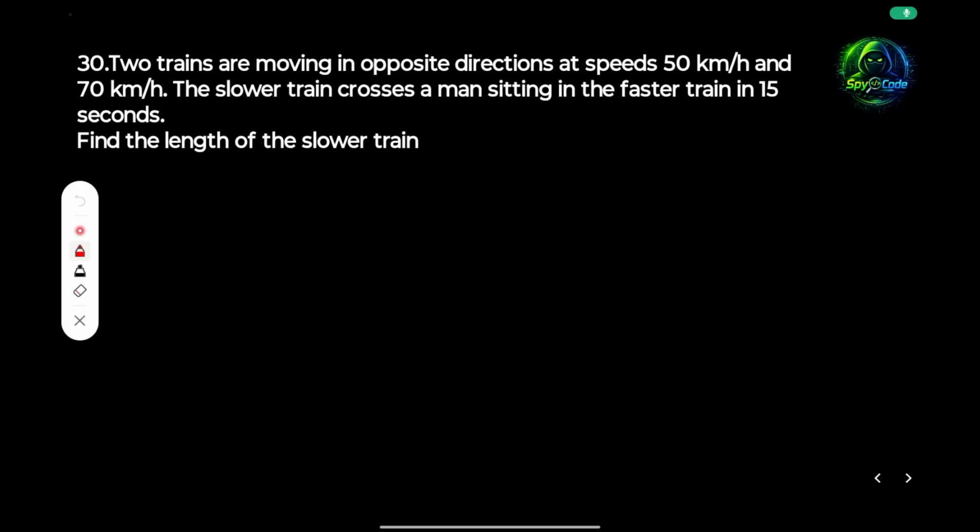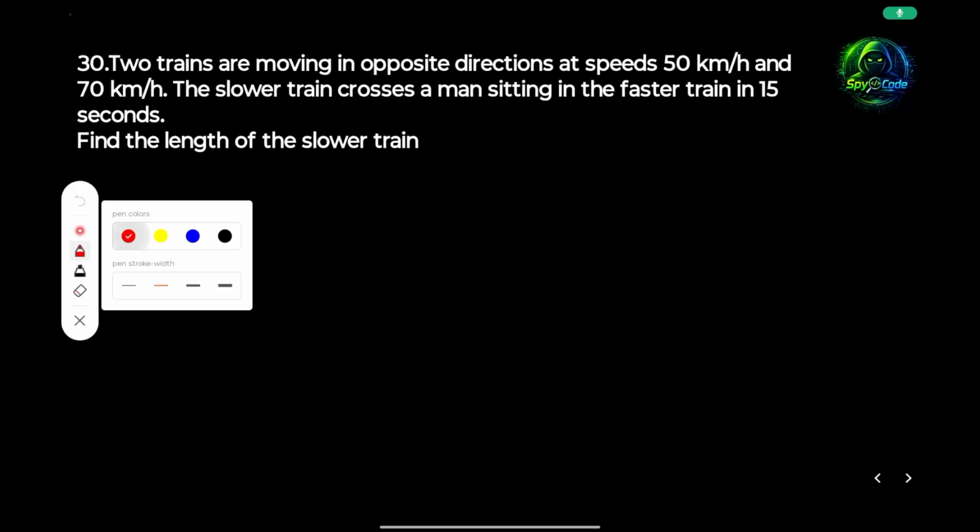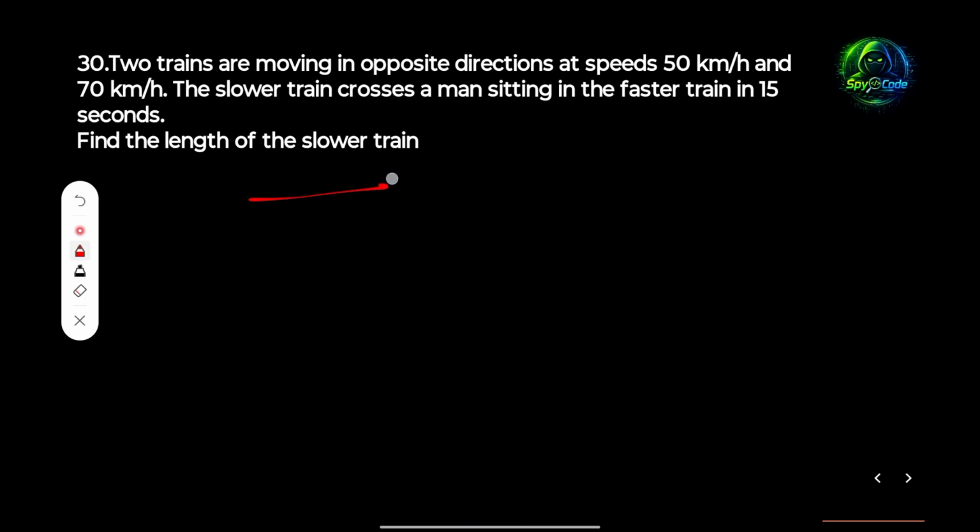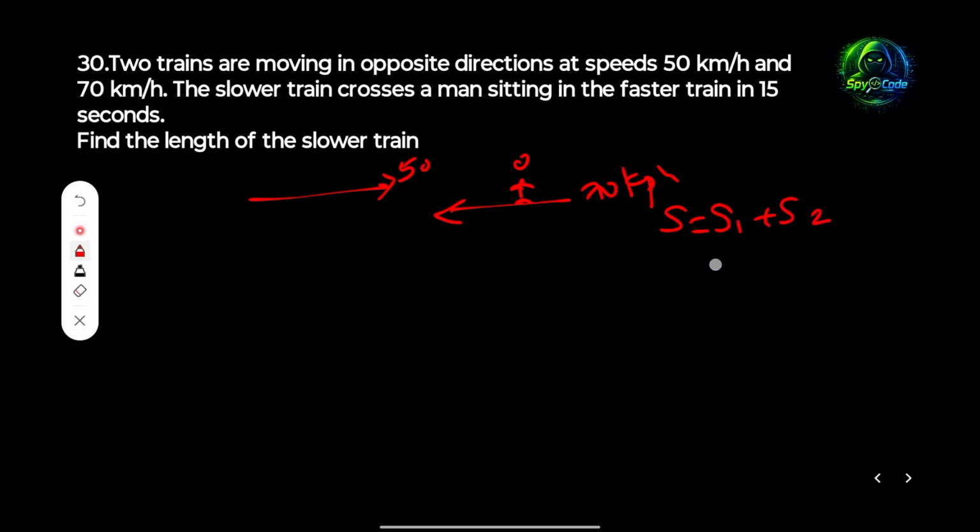The same kind of question, but here it is a different scenario. Two trains are moving in opposite directions at speeds of 50 and 70 kilometers per hour. The slow train crosses a man sitting in the faster train in 15 seconds. Since the direction is opposite, the speed is S1 plus S2. What is the speed? 50 and 70 is 120 kilometers per hour.